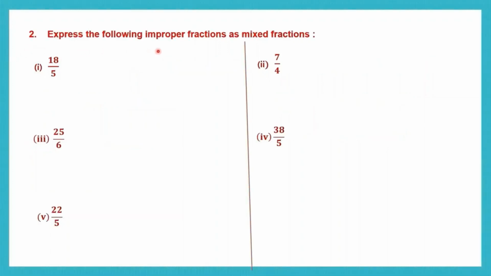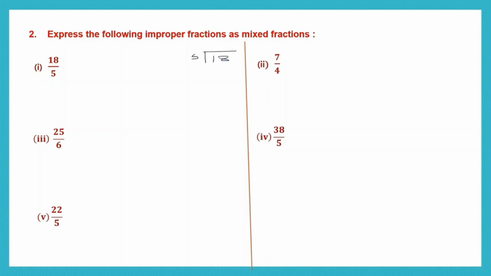Question 2. Express the following improper fractions as mixed fractions. So we have 5 questions here and they're all improper fractions. As you can see, the denominator is smaller than the numerator for each question. We're going to convert them to mixed fractions. That means this is now going to become a fraction which has a natural number along with a proper fraction. So how do we do that? We divide 18 by 5. So let's divide the numerator by the denominator.